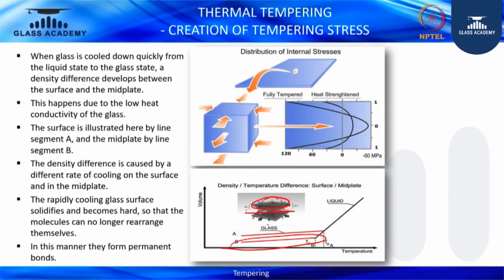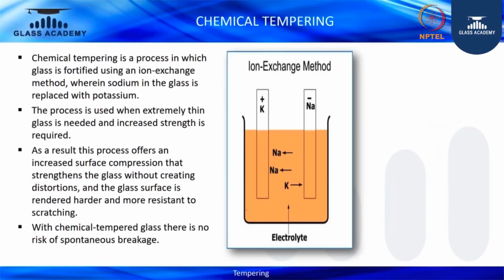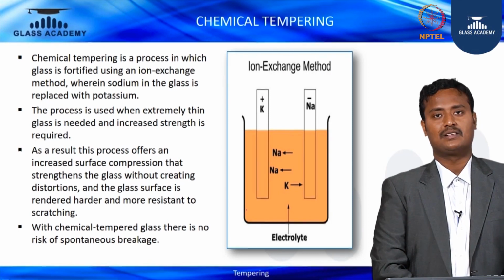The density difference is caused by the different rates of cooling of the surface and mid plate. With rapid cooling, the glass surface solidifies and becomes hard, so that the molecules can no longer rearrange themselves. In this manner, they form permanent bonds. So let's move on. Chemical tempering.